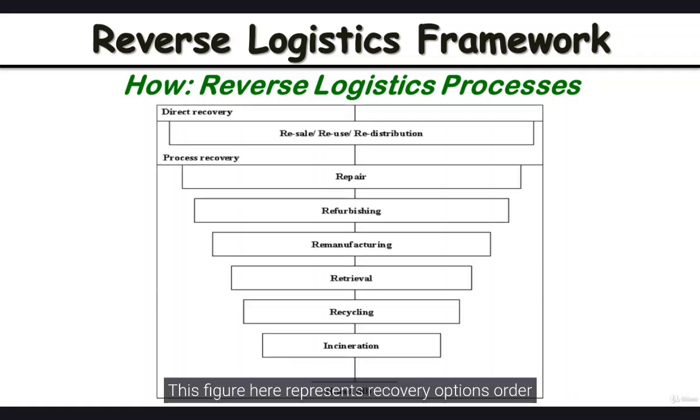This figure here represents recovery options ordered by the level of reprocessing required, in the form of an inverted pyramid. At the top of the pyramid, we have the global levels, such as product and module, and at the bottom more specific levels like materials and energy. Please note that returns at any stage of the supply chain, manufacturing, distribution, and customer, can be recovered according to options both from the top and from the bottom of the pyramid.